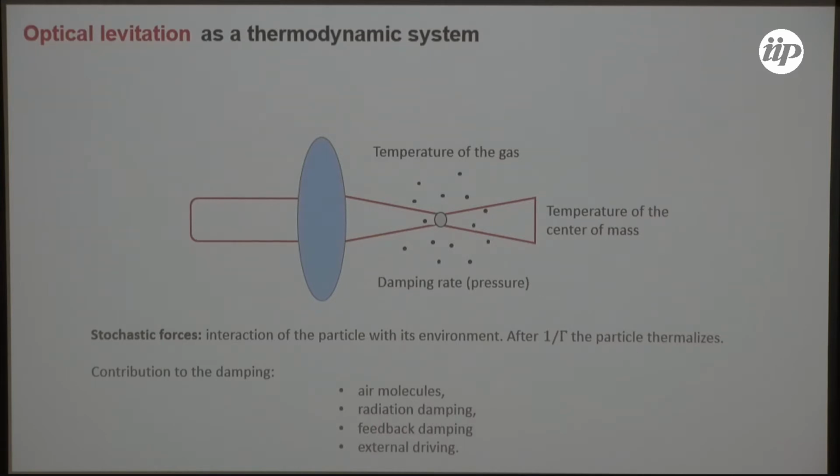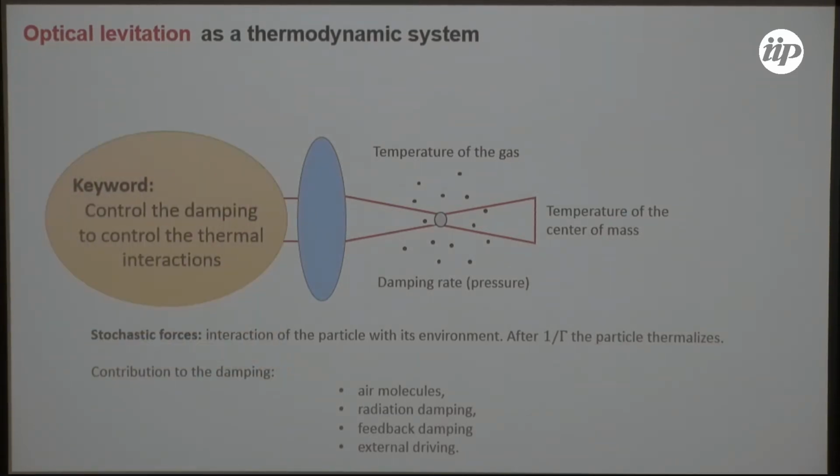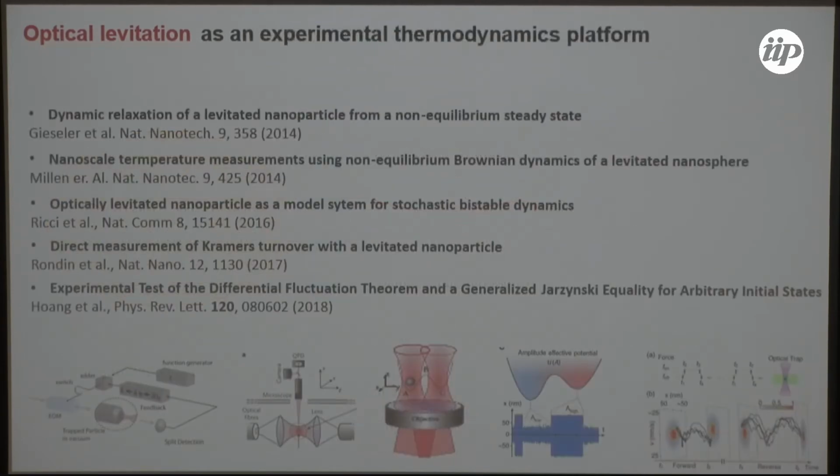The main thing here is that the damping gives you a certain coefficient, this gamma, that takes into account all the contributions, and 1 over this gamma gives you a time scale in which the particle thermalizes with its environment. The key word here is that if you control the damping, you control the interactions.